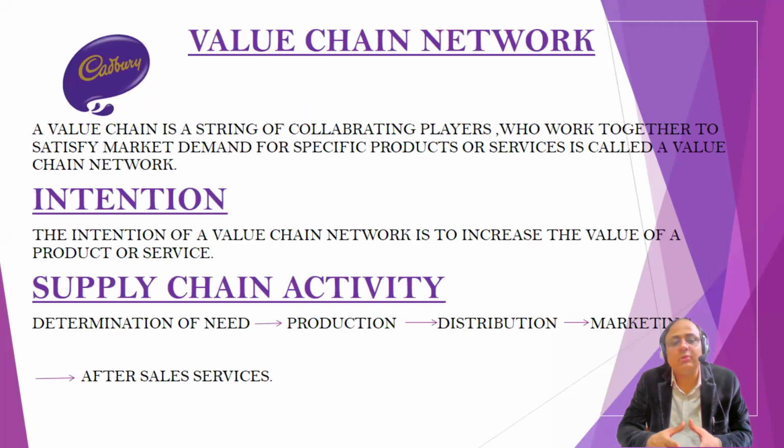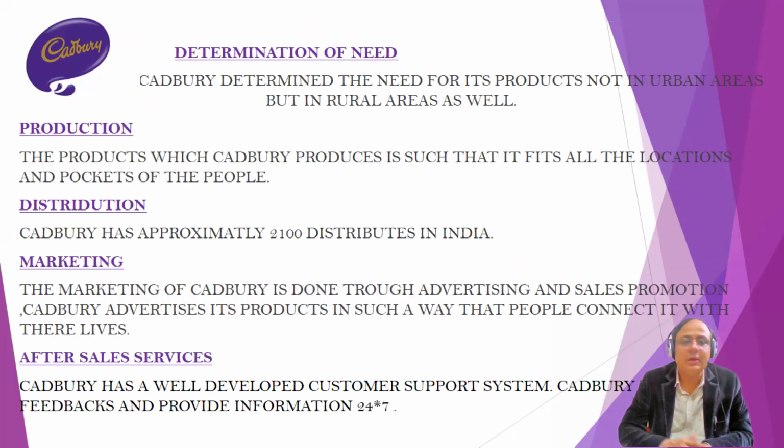So then you need to find out the supply chain network for your company, that who are the suppliers, how the production is going to take place, where you are going to install your plant, and what about the distribution network, what about the marketing mix, and then followed by the after sales service point. As you can see from here, the product which can be produced is such that it fits all the locations and pockets of the people, and they have approximately 2100 distributors in India. So the marketing is done through advertising and sales promotion, and they are talking about the promotion mix here. And then with respect to the after sales service, they talk a lot on that.